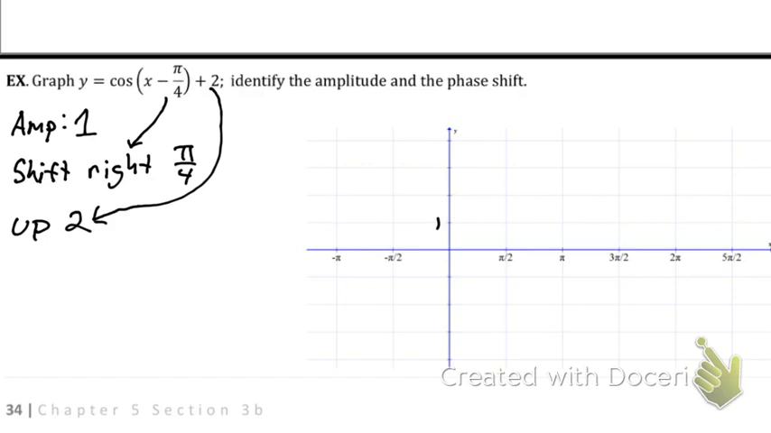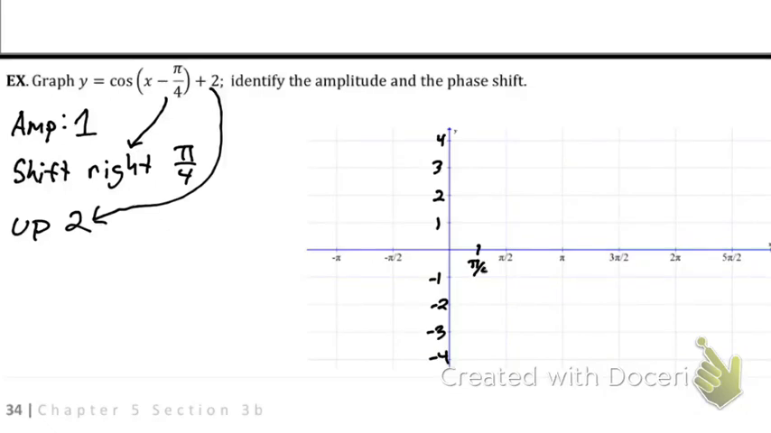So let's go ahead and label this as 1, 2, 3, 4. Negative 1, negative 2, negative 3, negative 4. So the first thing I'm looking at is we have to go right pi over 4 units. So I have to know what pi over 4 units is. Well, pi over 4 is going to be half of pi over 2. Half of pi over 2 is pi over 4.